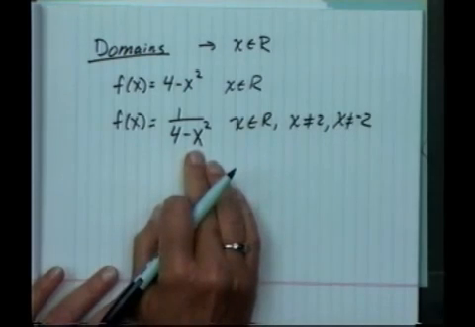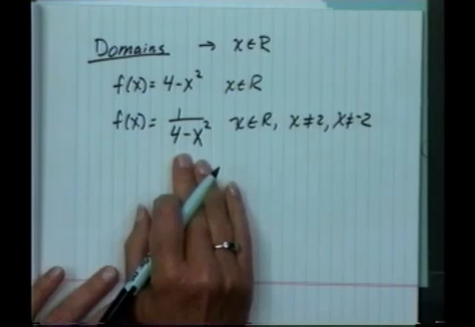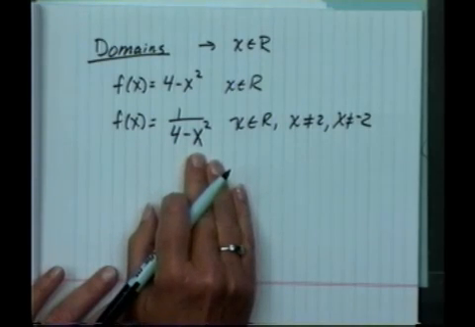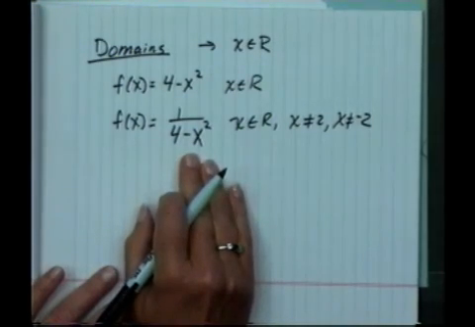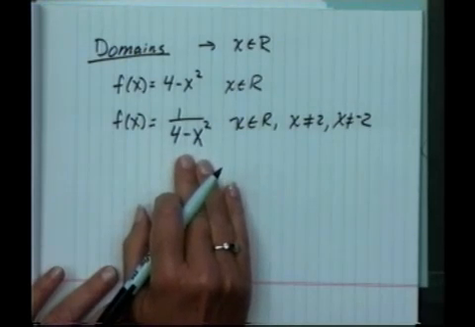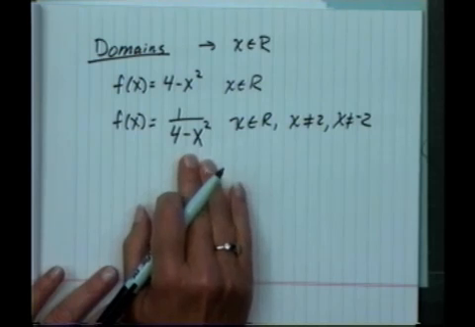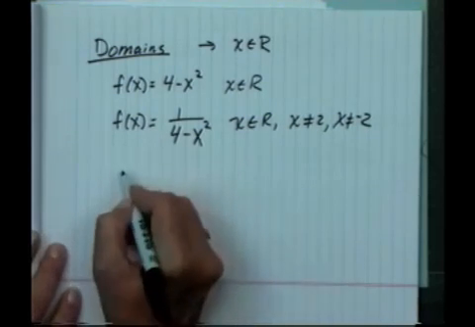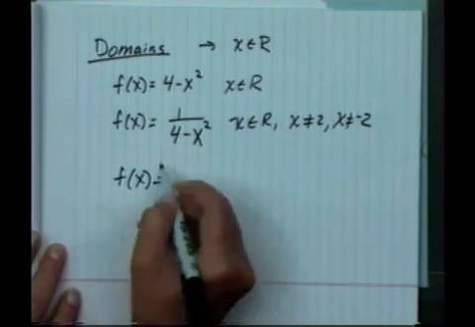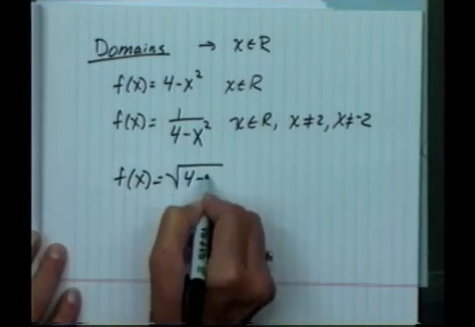Okay. What happens in the denominator when you put a 2 or negative 2 in? Makes it 0. And under the set of real numbers, we can't have division by 0. No division by 0. Okay? What about f of x is equal to the square root of 4 minus x?